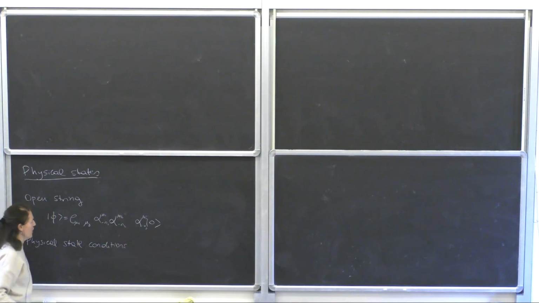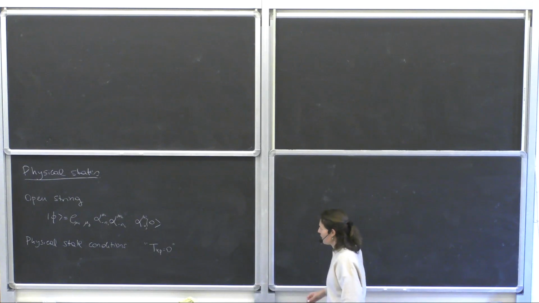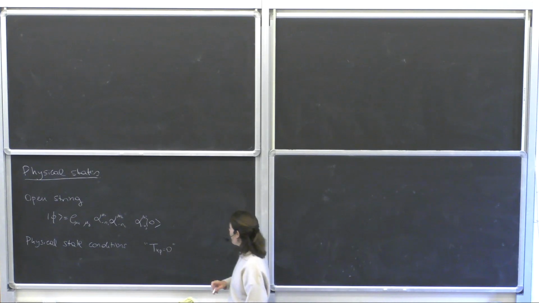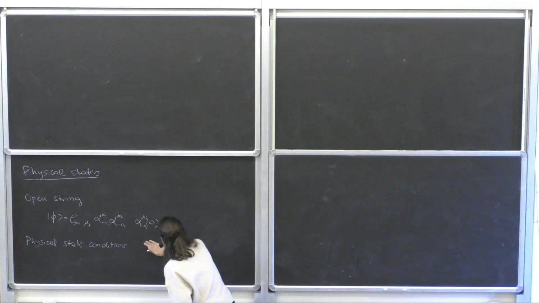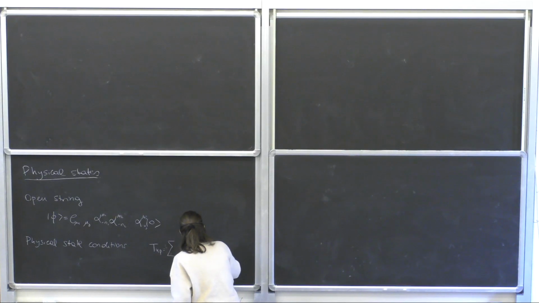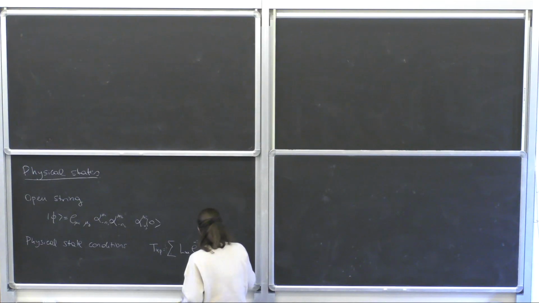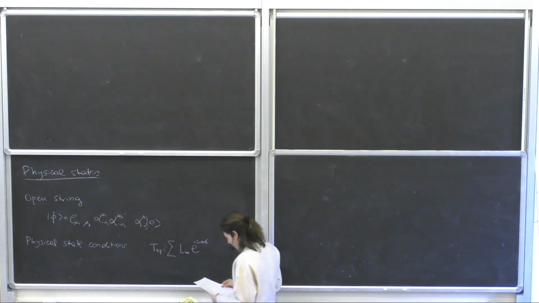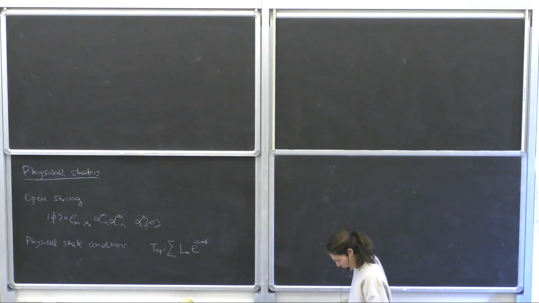I probably didn't call them like that, but it was basically the classical constraint that the energy momentum tensor is equal to 0, in quotation marks, because this is a classical thing. We expanded this in modes. So this was the sum of Lm e to the minus 2im sigma for the open string. Well, I hope this 2 is okay for the open string.